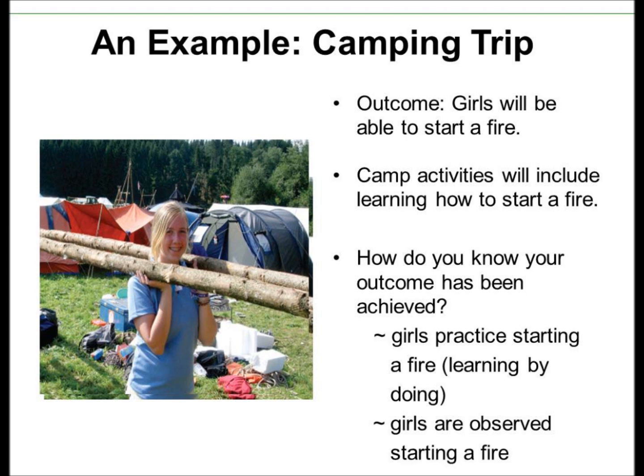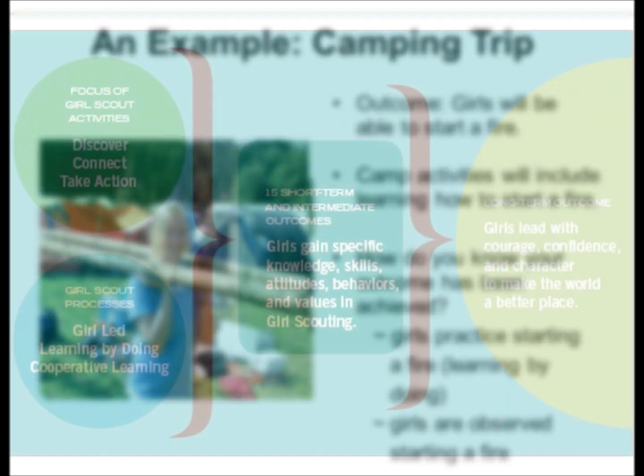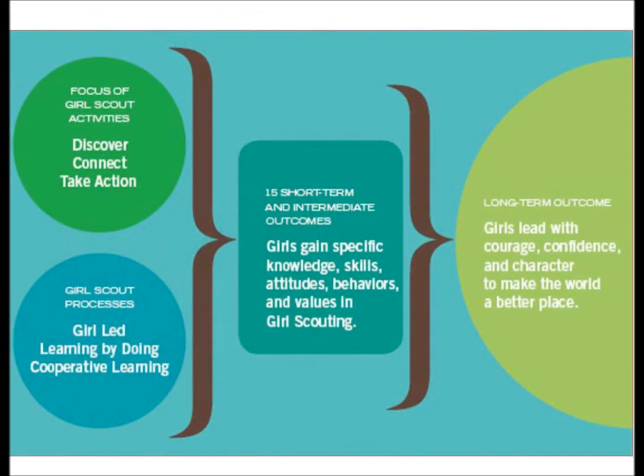Well, you could ask each girl individually to start a fire at separate times, or you could ask them to start a fire as a group and watch closely to see if everyone participates and helps start the fire. Being seasoned volunteers yourselves, I am sure you can come up with many creative ways to find out if the girls can start a fire. So how do we apply this example to the GSLE? Remember that there are three keys and three processes in the GSLE model.